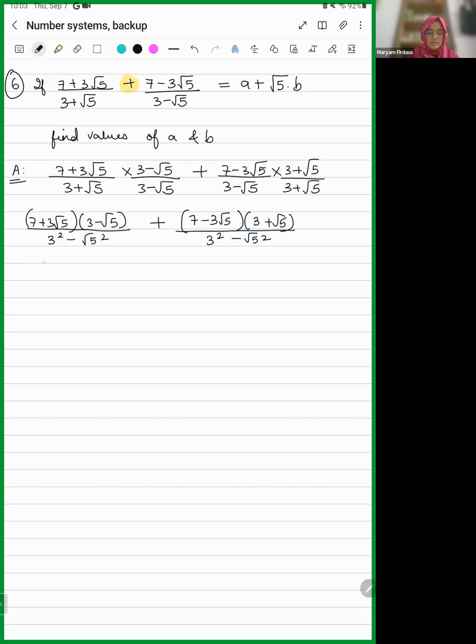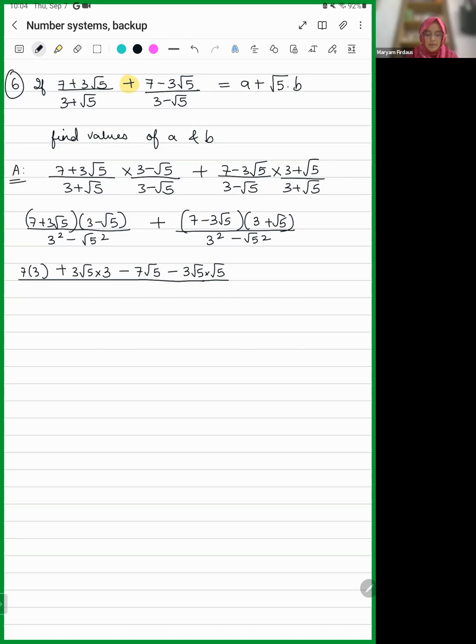I have gotten 6 plus 2 root 5. Just a minute. Let's first talk step by step. What will be the next step after this? 3 into 7, and 3 into 3 root 5. So 7 into 3 plus 3 root 5 into 3. Then minus root 5 into 7, and 3 root 5 into minus root 5, which is equal to minus 15.